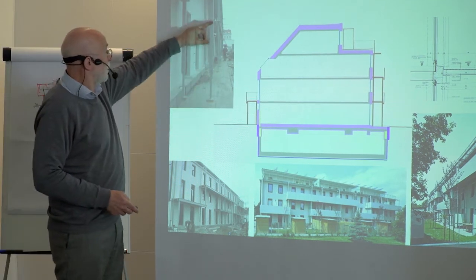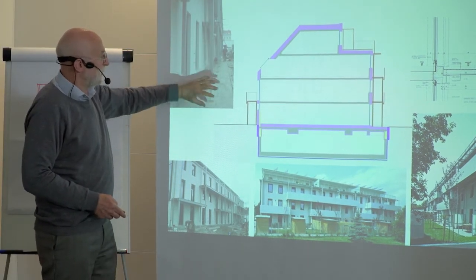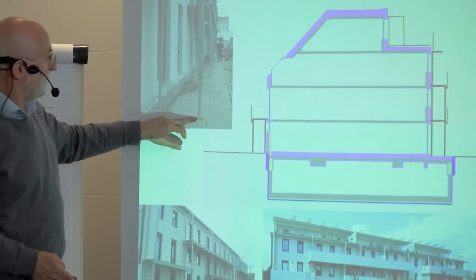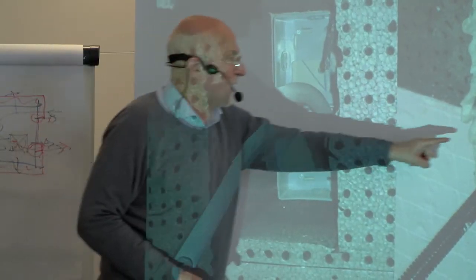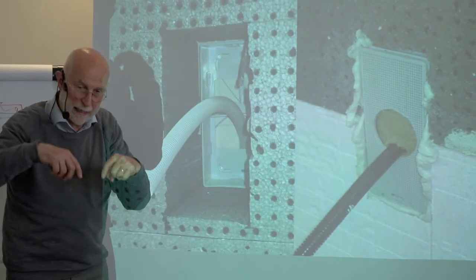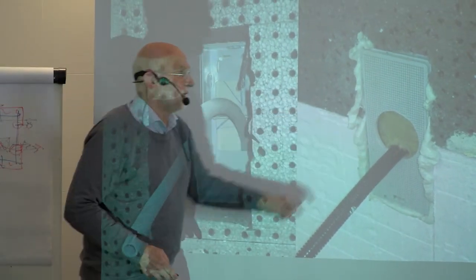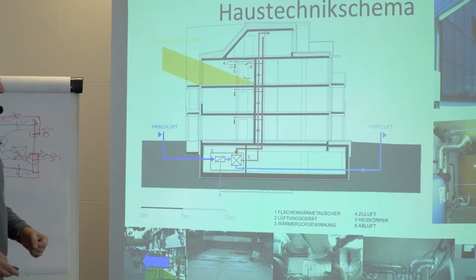Also, these balconies are separated completely from the building with insulation material. Or the ducts between outside and inside, they have to be airtight, and you have to avoid thermal breaches. There's a lot of detailing.